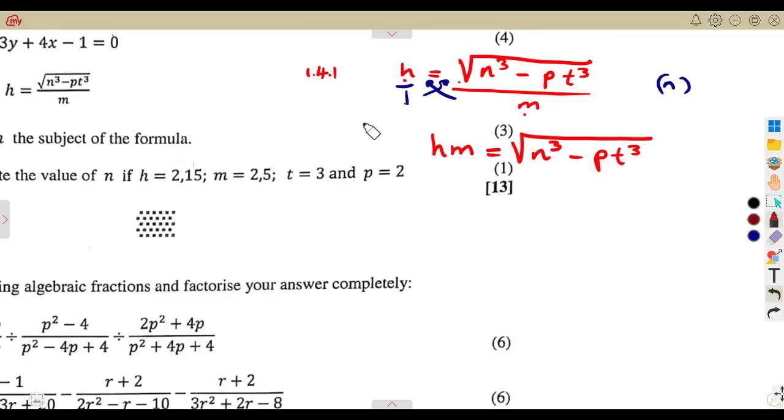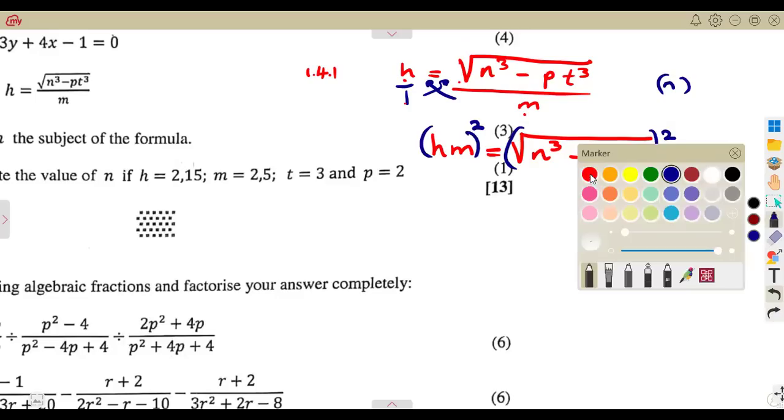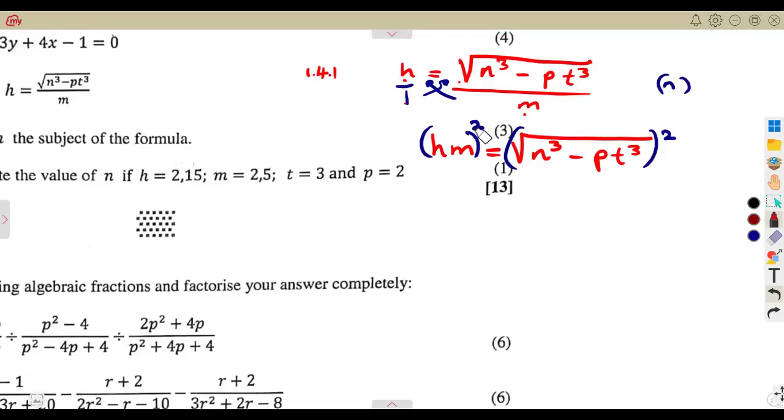All right, so this is where we are. We no longer have the fractions, but the n that we want is hidden inside of the square root. So the question is, how can we remove this square root? Remember, the opposite of the square root is to square. You square both sides. By squaring this, we get hm squared, or you can write this as h squared, m squared, everything to the power of 2. This is equal to the square root when raised to the power of 2.